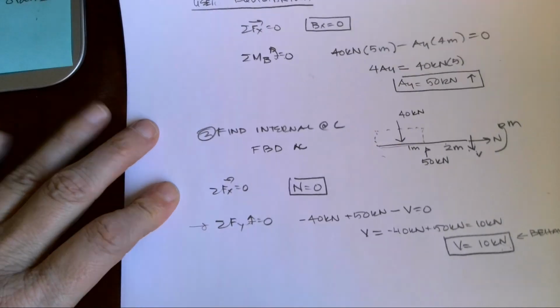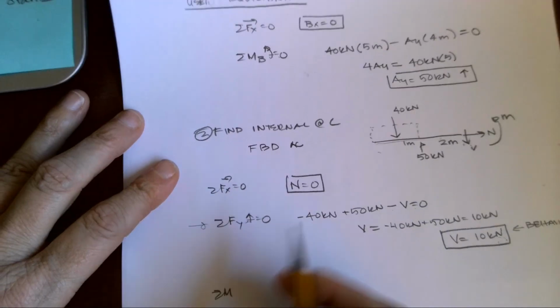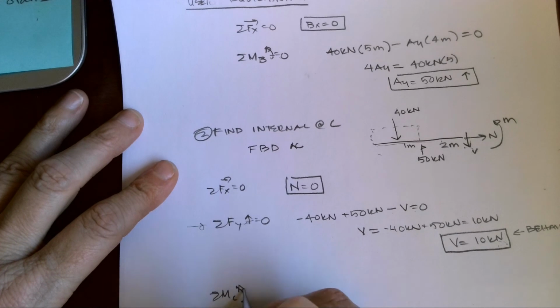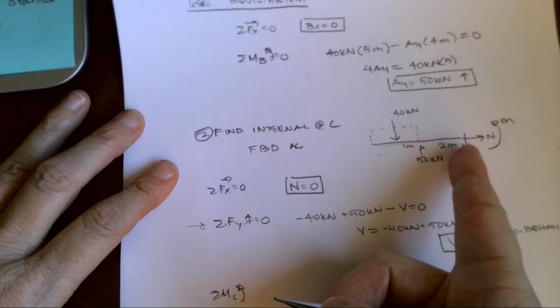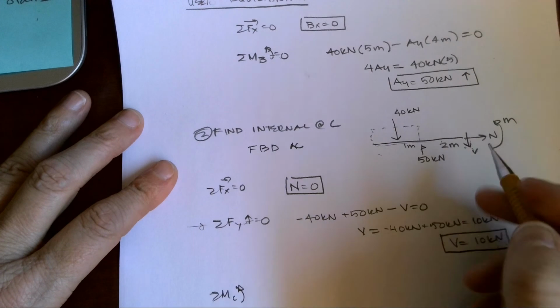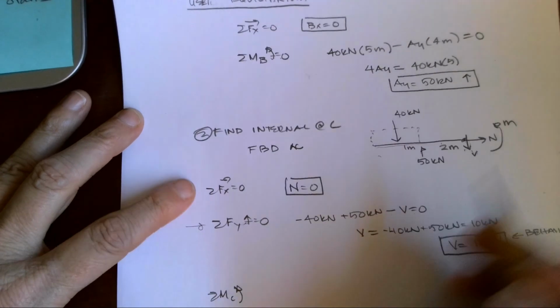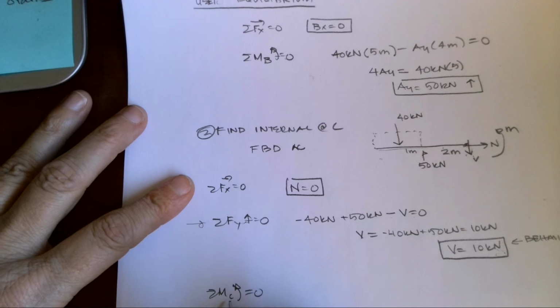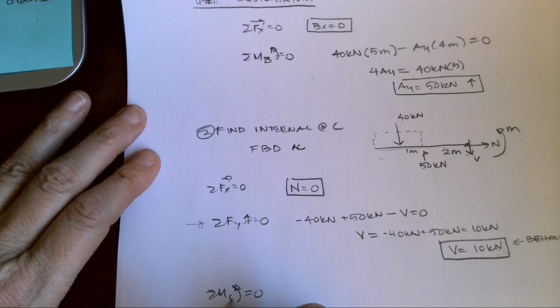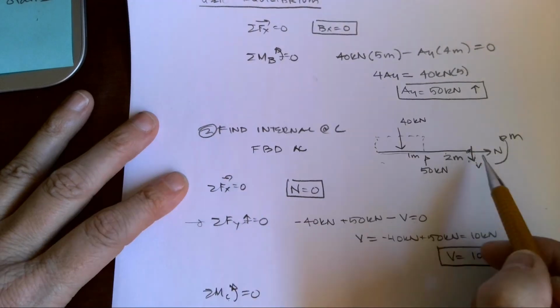Now let's sum our moments. And I like to kind of sum them about the cut I made. I just have a consistent method for setting up my problems. So we're going to sum moments about that cut. Okay, so I'm showing you summing moments about C, that's my cut. Right hand rule for positive, so we're going to work our way across.